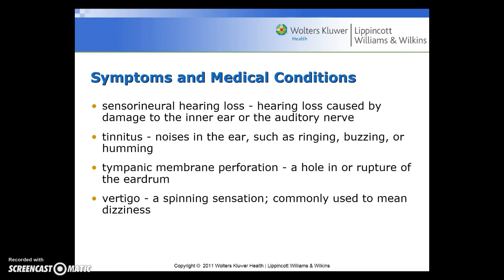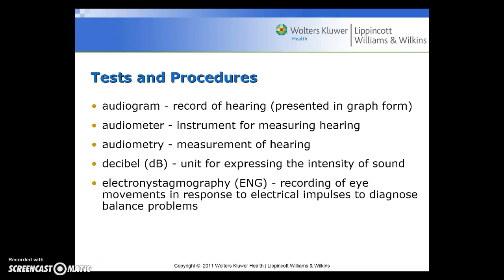Sensorineural hearing loss is hearing loss caused by damage to the inner ear or the auditory nerve. Tinnitus is noises in the ear, such as a ringing or a buzzing or a humming. The tympanic membrane perforation is a hole or a rupture in the eardrum. And vertigo is that sensation of spinning, and it's commonly used to mean dizziness.